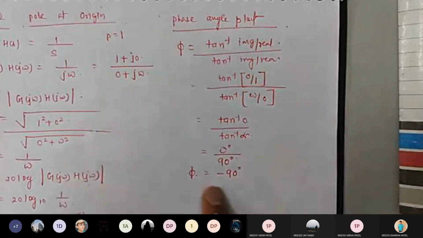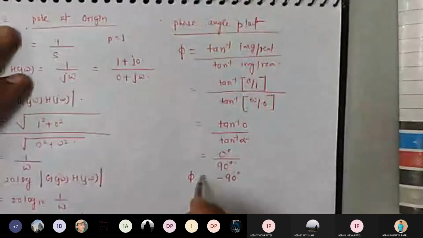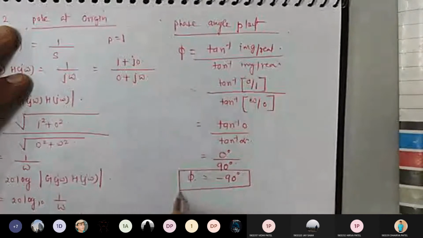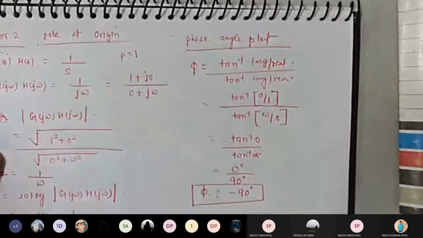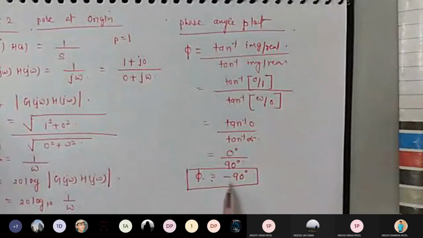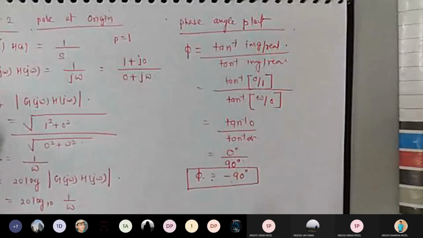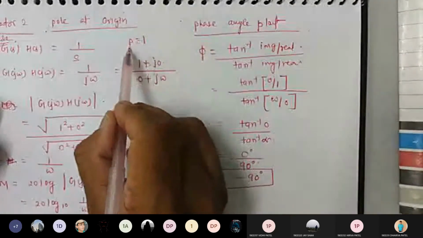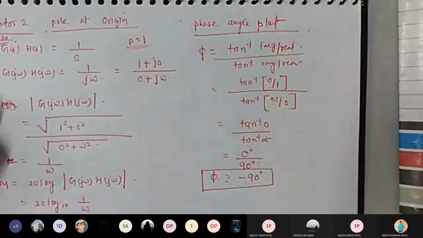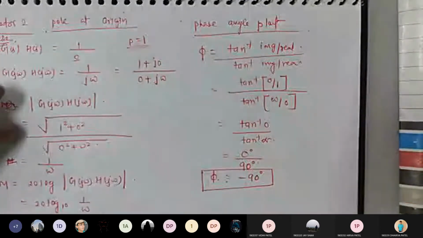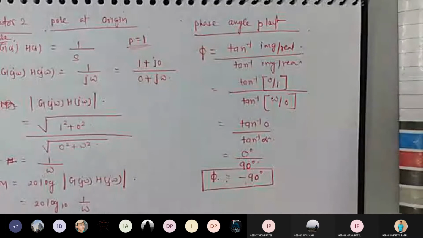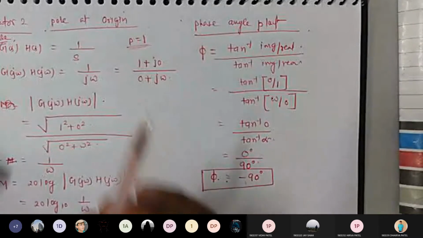So phi is equal to minus 90 degree. What does that mean? The contribution made by a pole at origin for the phase angle will always be minus 90 degree. Okay, how many poles did we take at origin? 1. Now I am putting the p value. So if I write the p value here, what will happen?